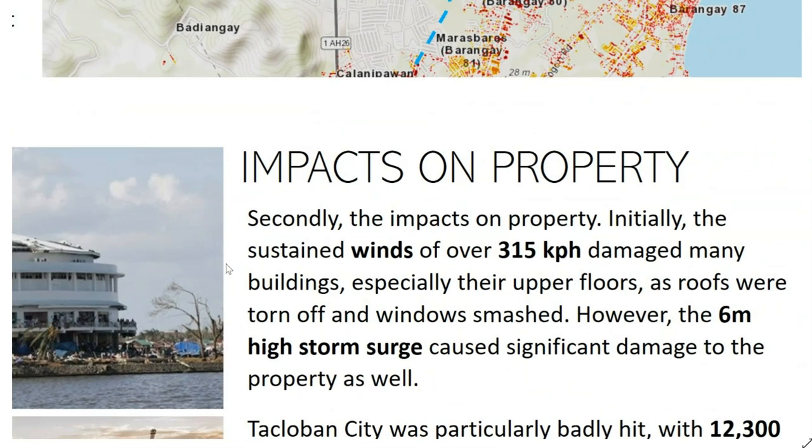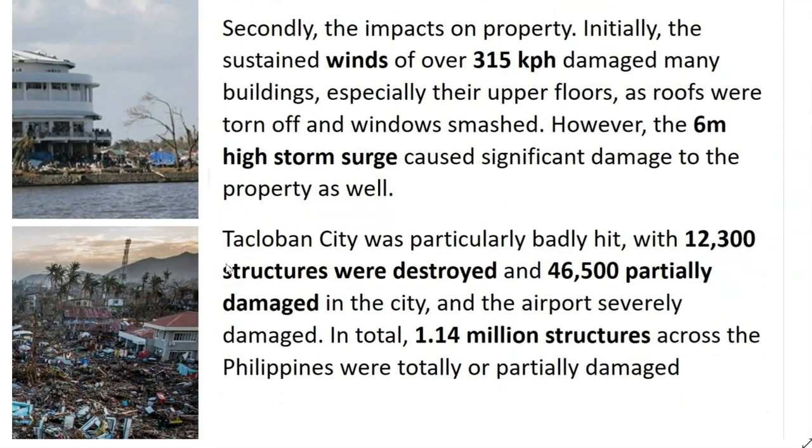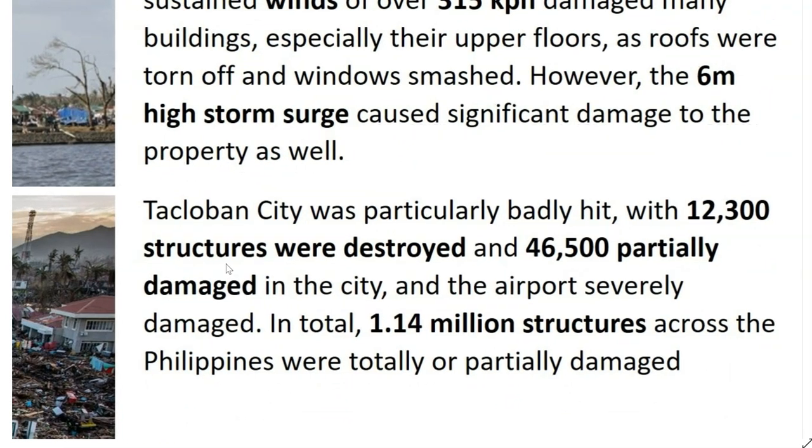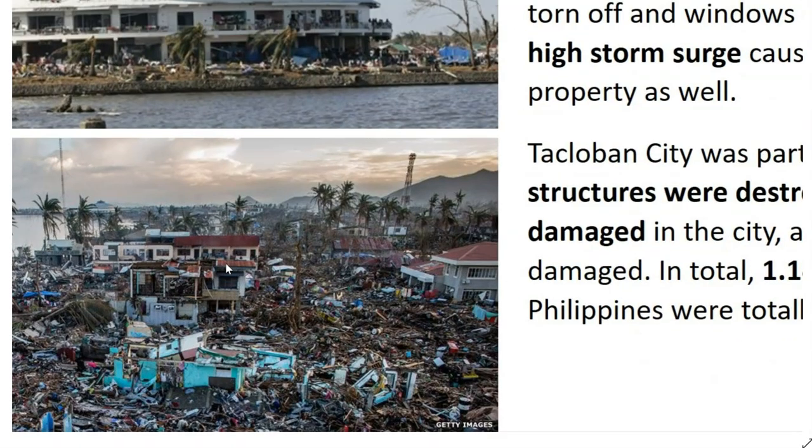But it wasn't actually the winds that caused the significant damage, it was the storm surge, especially here. And again, Tacloban City particularly badly hit. 12,300 structures destroyed, 46,500 partially damaged, as you saw on that map with those red and yellow-orange symbols in the GIS map I've just shown you. And the airport was severely damaged. Across the whole of the Philippines, 1.14 million structures were damaged.